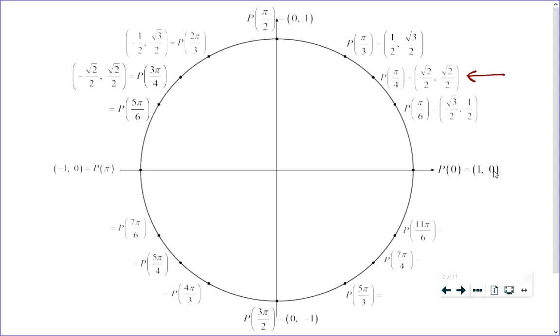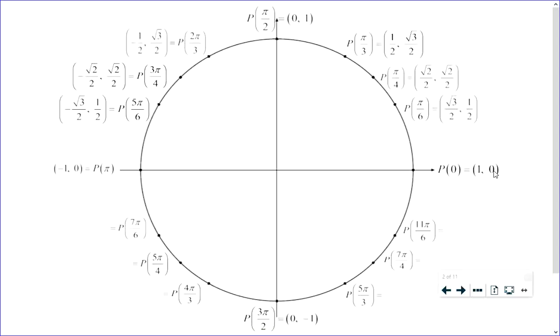If p at pi over 6 is root 3 over 2, comma a half, then at 5 pi over 6, I just want to make sure you guys understand that quadrant 1 and 2 are symmetrical with each other across the y-axis, right, in terms of these points. So all I'm doing is reflecting p of pi over 6 to the other side, where the x-coordinate becomes negative. It's really a reflection, except it's not of a function. It's of a relation that's a circle. I could reflect quadrant 1 down, and then I could reflect quadrant 4 to the left, or I could reflect quadrant 2 down to quadrant 3.